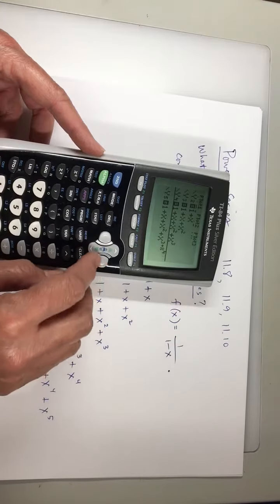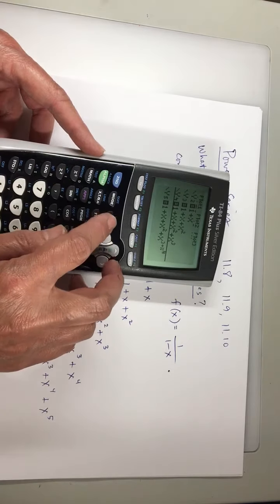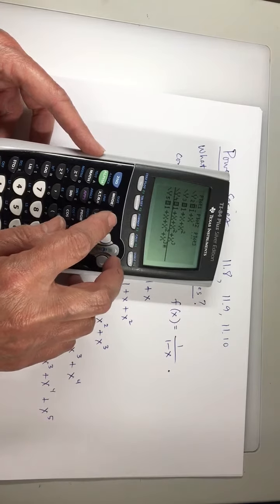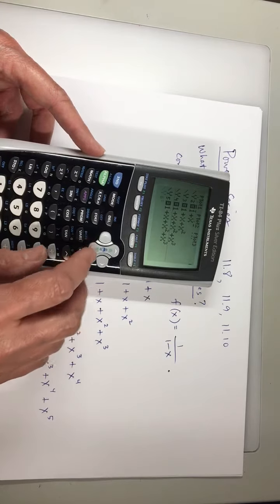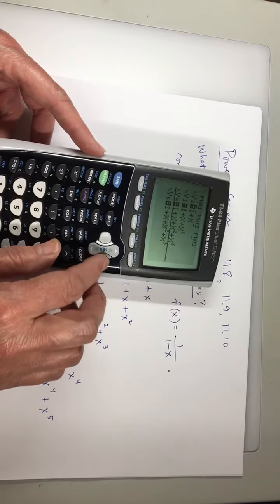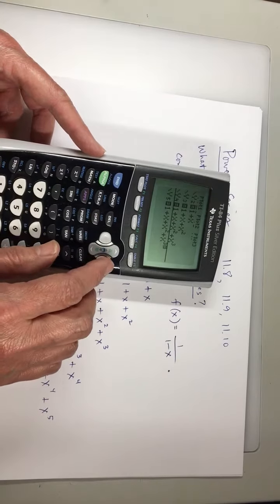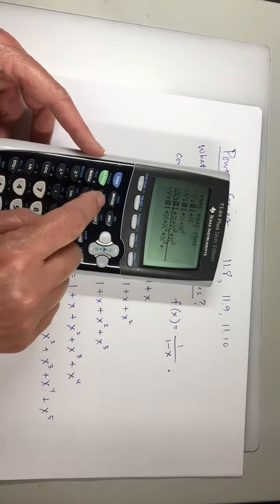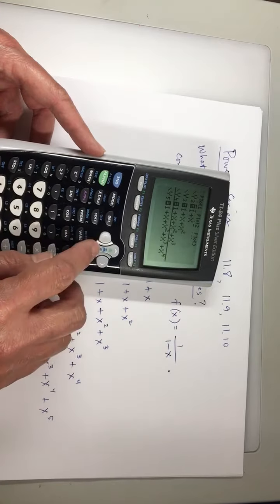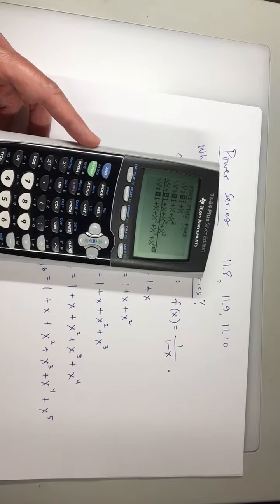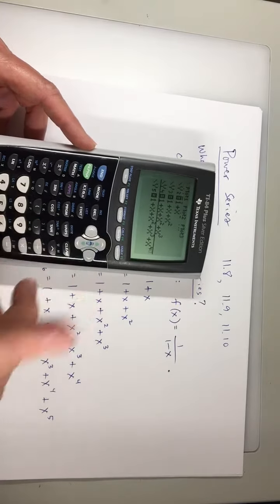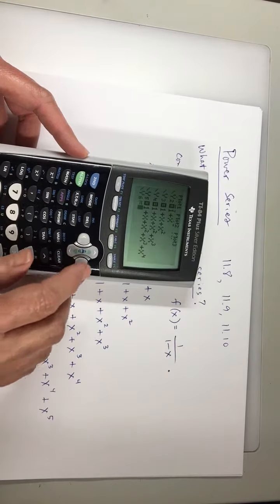Did I mess up? Oh, I did mess up. Let's back up there. Plus x raised to the fourth. Okay. And if we want, we'll put in the other. Let's go with those for now.